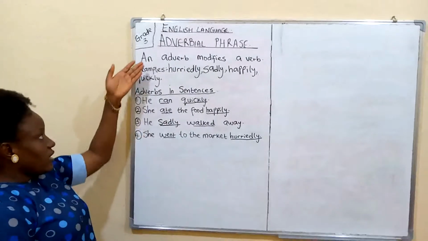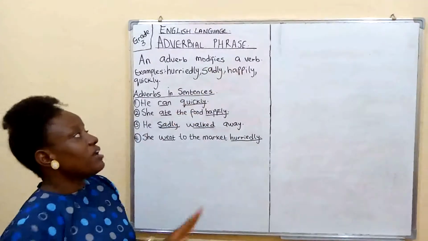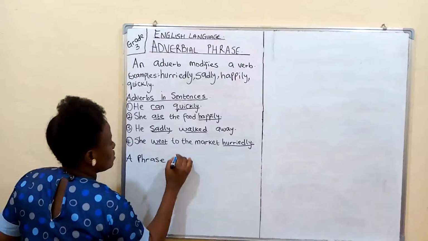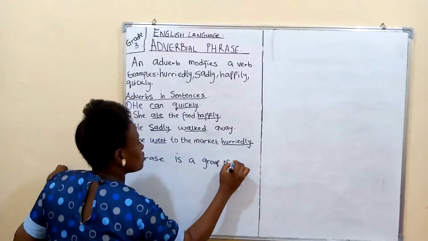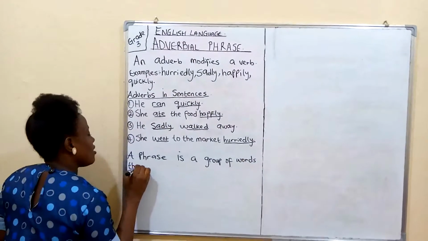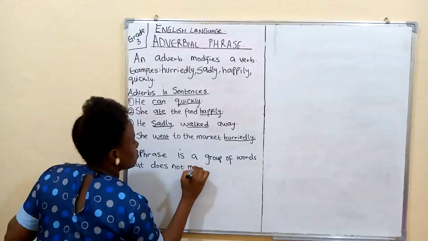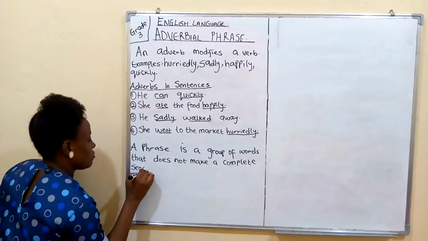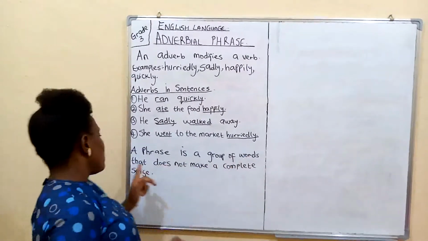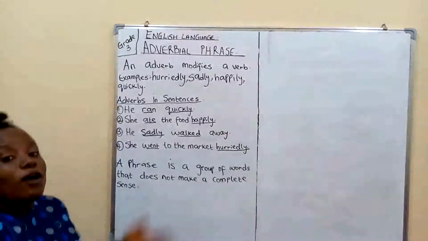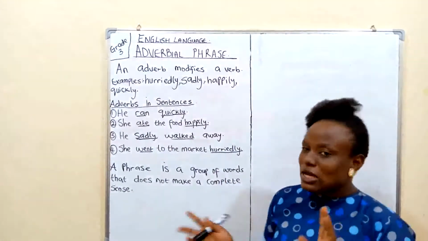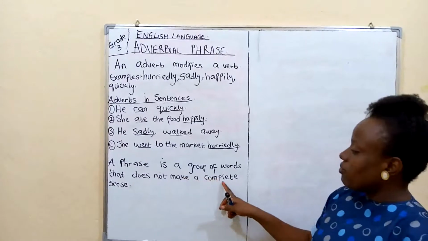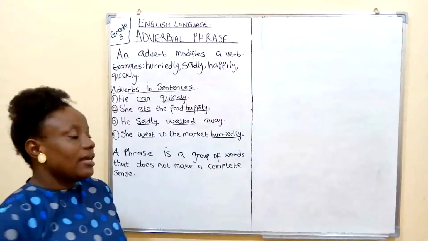Now that we have seen the job of an adverb, we're going to be looking at the meaning of a phrase. A phrase is a group of words that does not make a complete sense. We have examples like in the garden.